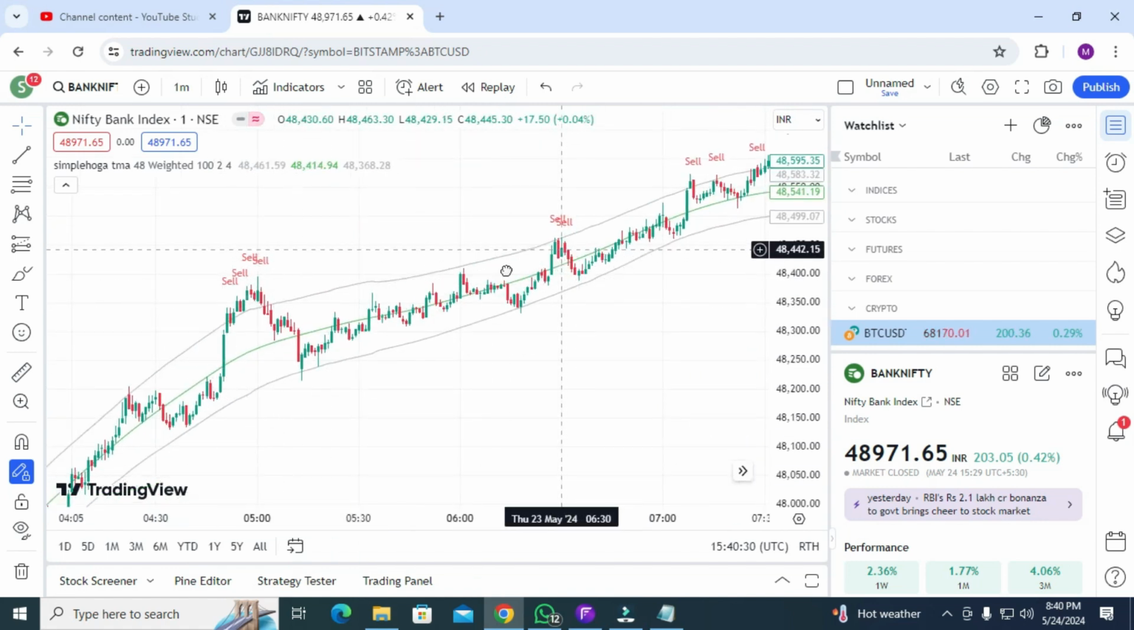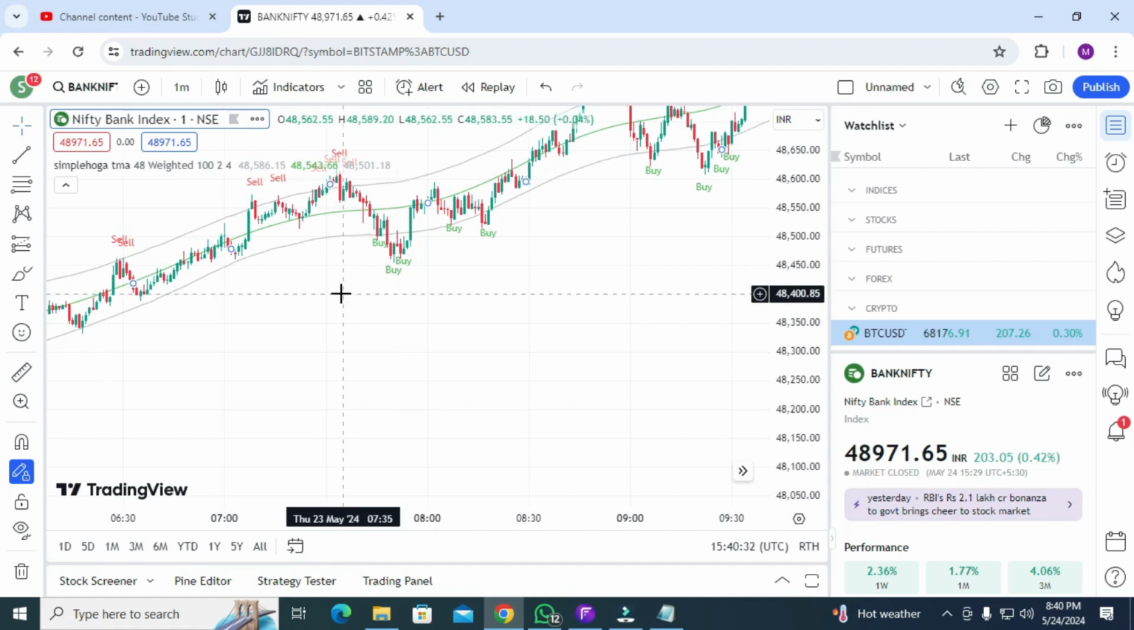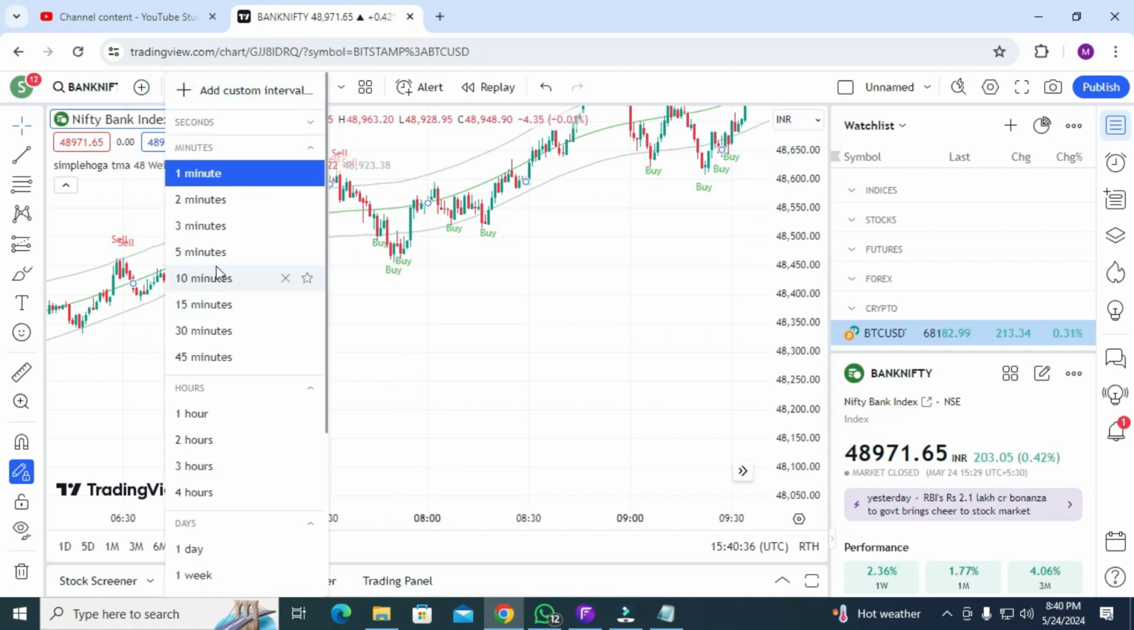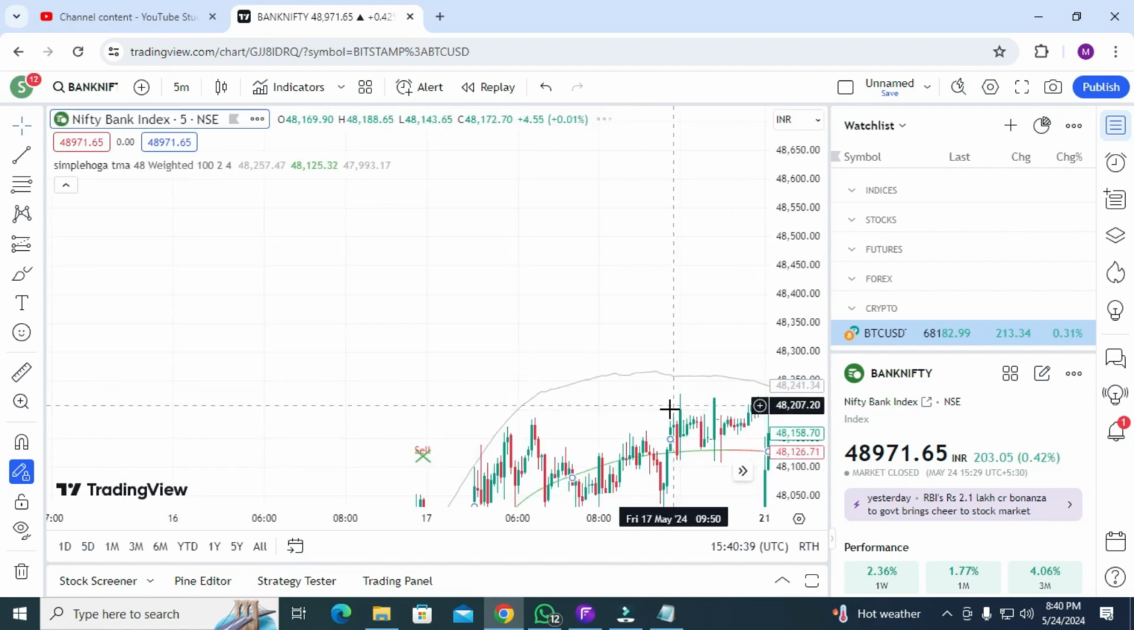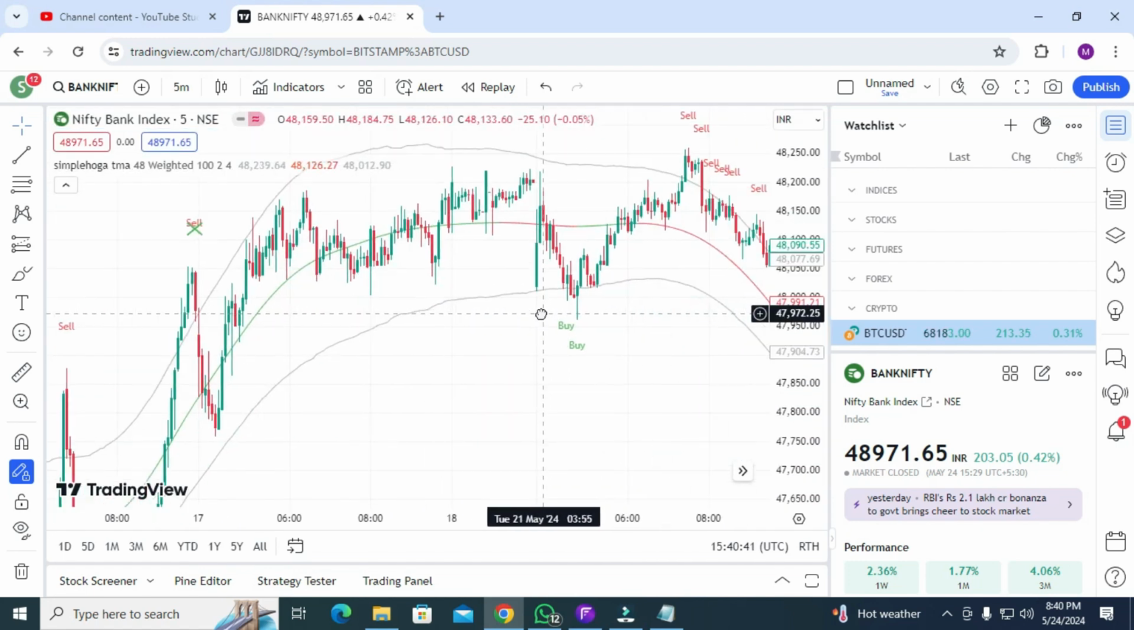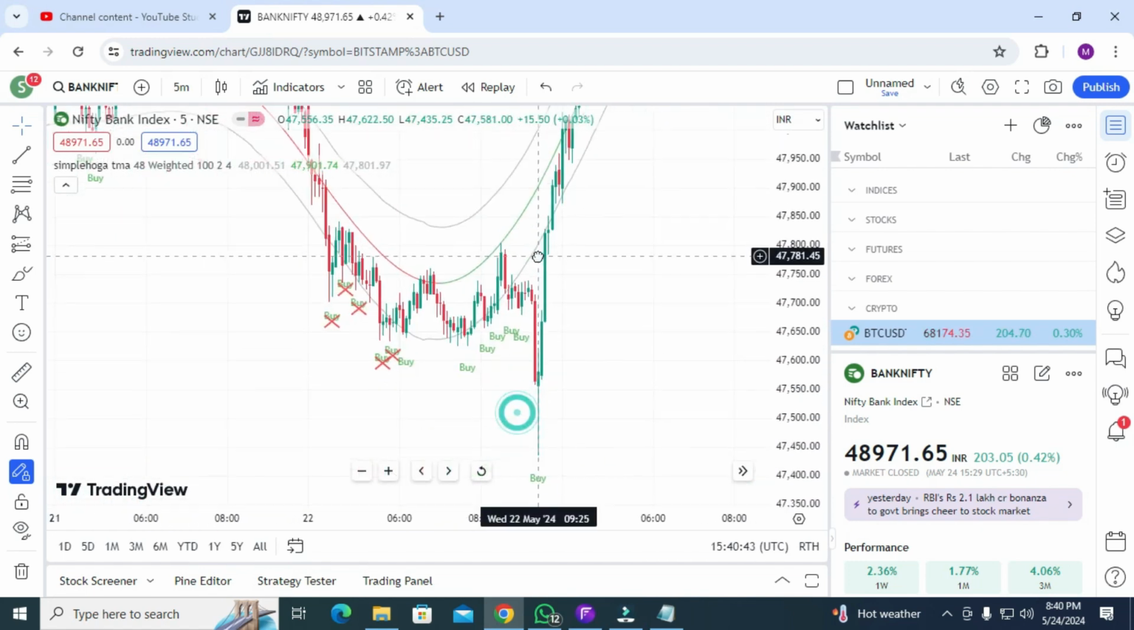Okay, but this one is actually your loss trade. That's okay. In the 1 minute time frame, you can use the further 5 minute time frame. You will not get false signals here. You can see you will not get any false signal here.